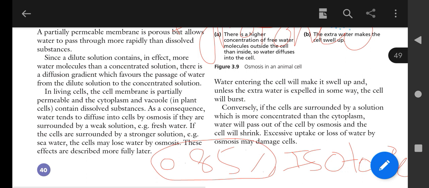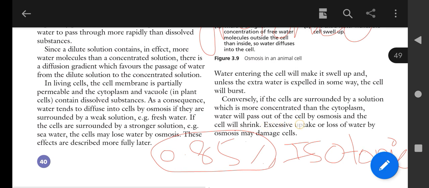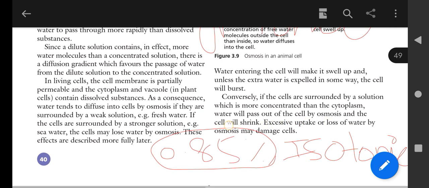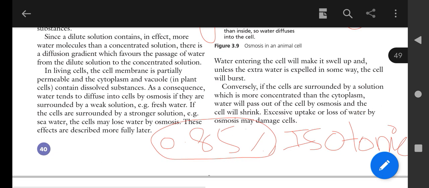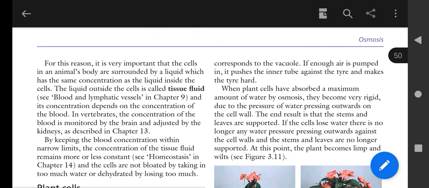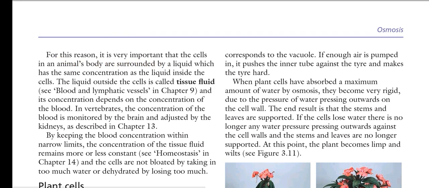So if the cells are surrounded by a solution which is more concentrated than the cytoplasm, water will pass out of the cell by osmosis and the cell will finally shrink. Actually, in the hypertonic environment, the cell will shrink, and excessive uptake or loss of water by osmosis may damage the cell. So, for this reason, it is very important that cells in the animal body are surrounded by a liquid which has the same concentration as the liquid inside the cell.